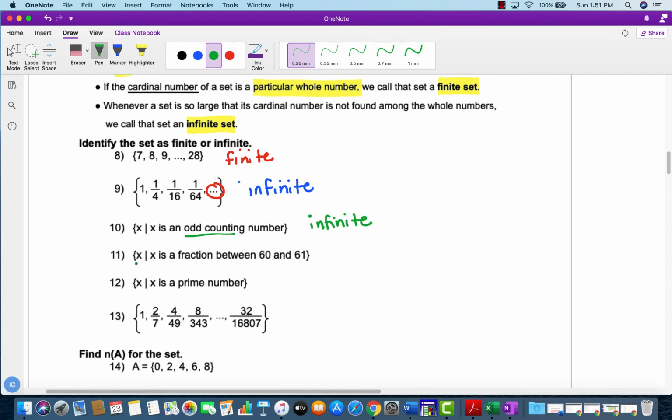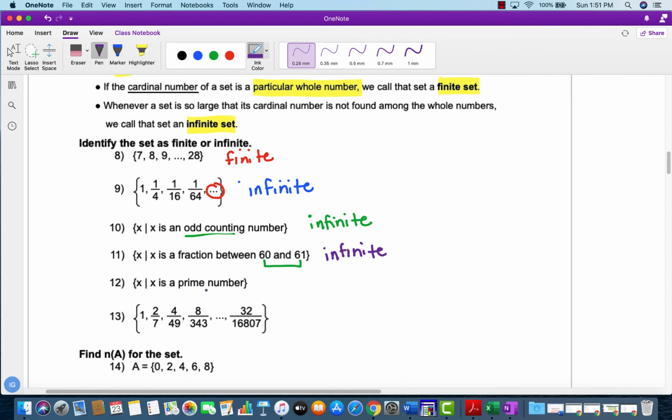In number 11, we have x such that x is a fraction between 60 and 61. Even though they only give us two specific numbers, the amount of fractions that you have between those two numbers is too many. There's so many fractions you can write. You can get smaller and smaller and smaller between those two numbers that it makes this set indefinite again. It's too many.